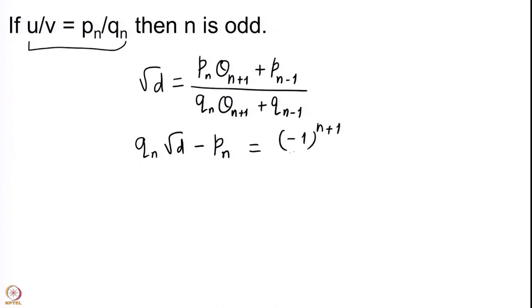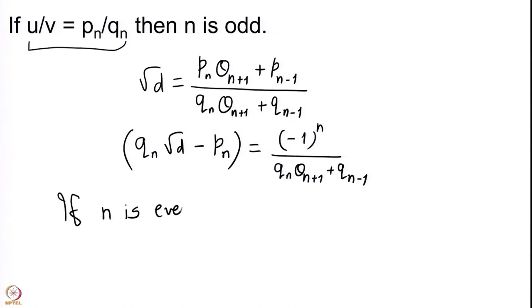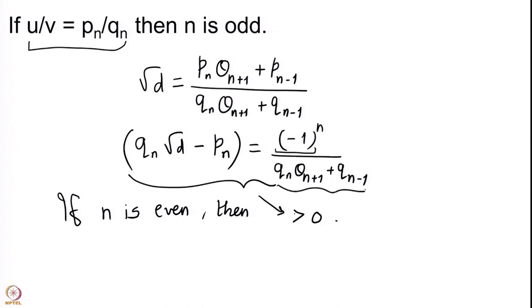What we get here is that this is minus 1 to the power n upon Qn theta n plus 1 plus Qn minus 1. So, this part turns out to be Qn theta n plus 1 plus Qn minus 1. If n is even, then this quantity becomes positive, because the numerator is positive and the denominator here is anyway always positive. So, this turns out to be positive, and then we get that Pn minus Qn root d is negative.